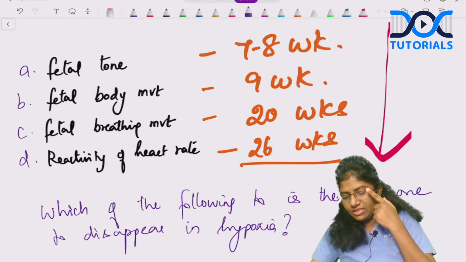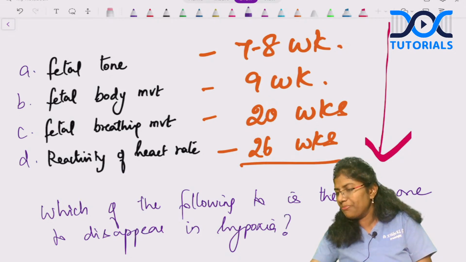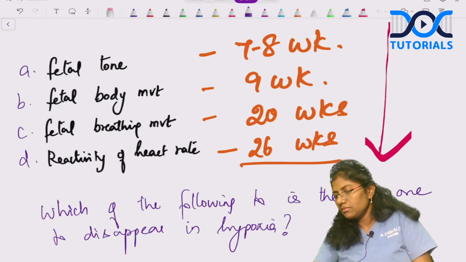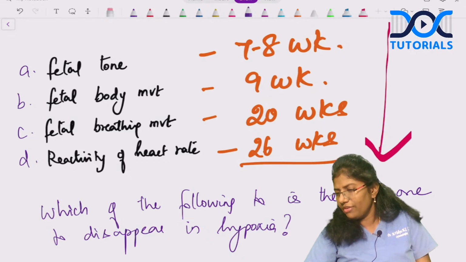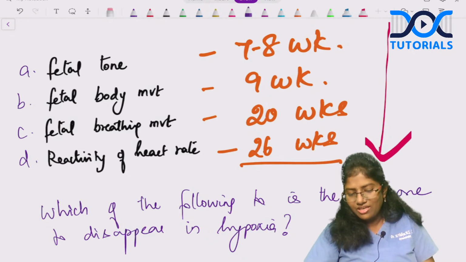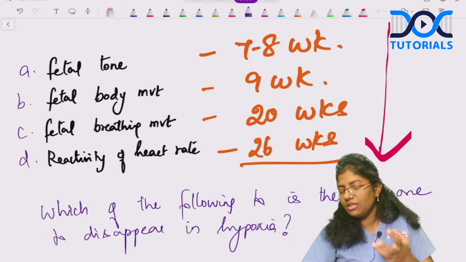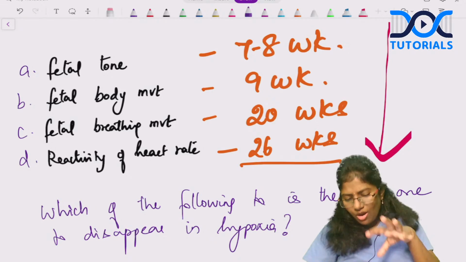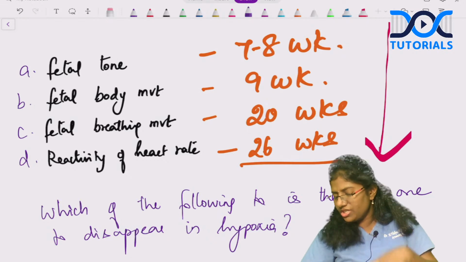Manoj says it disappears in the same order. Any difference of opinion? We'll discuss liquor. Liquor is the last one to appear. At 20 weeks it is only around 300 to 400 ml, and then it increases and reaches 1 liter by 36 weeks. Now, competition goes between these 4. Forget liquor.